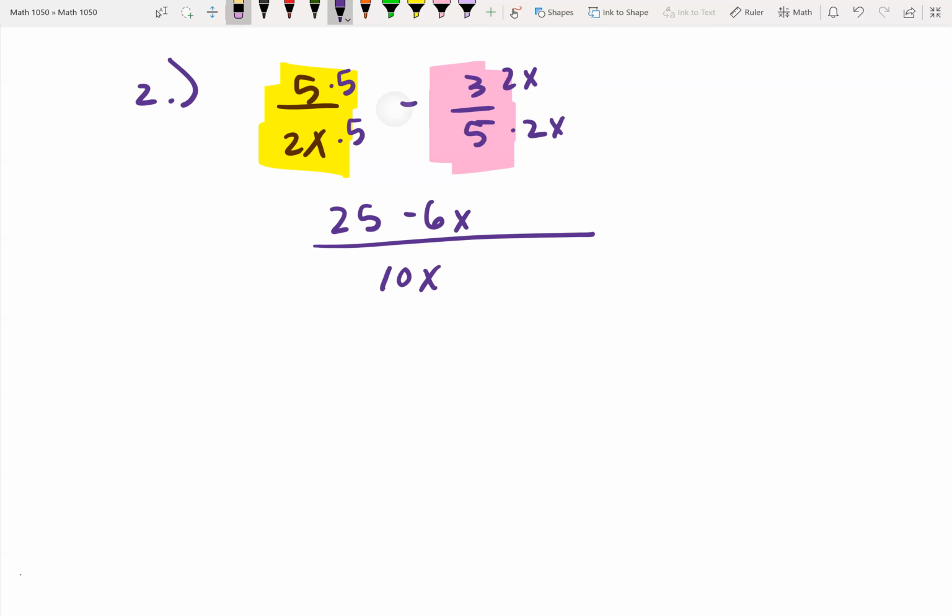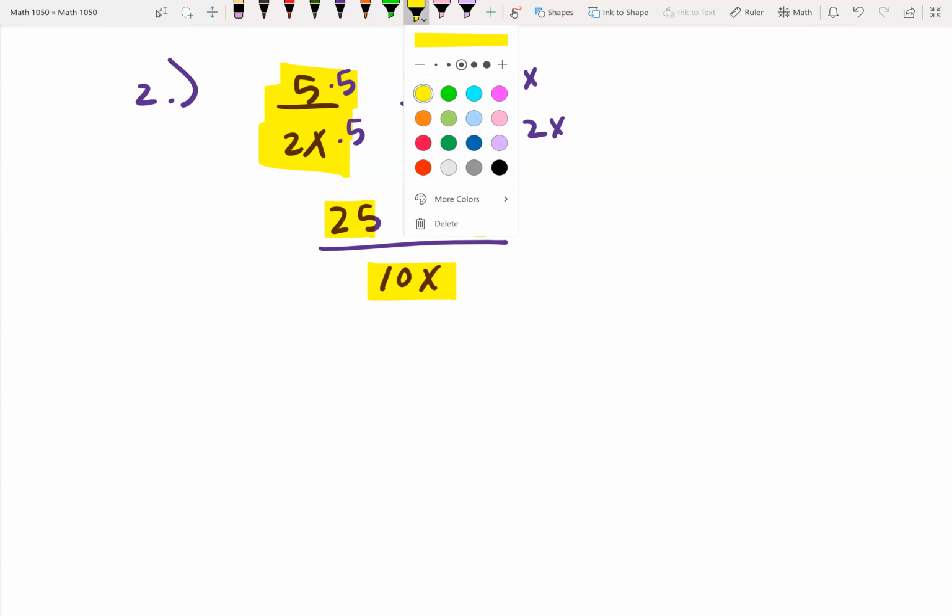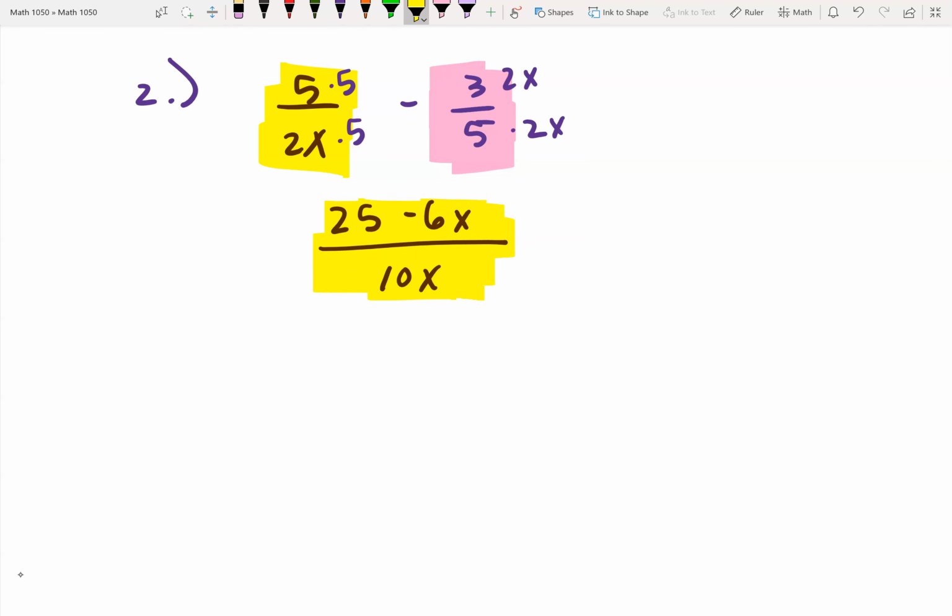Now this is important. I have 3 people in this picture. Here's a person, and here's a person. Can I cancel the x's? No, because not all 3 people have an x. If everybody does, then do it, but not everybody has an x. That 25 does not have an x, so you cannot do anything, and that's your answer.